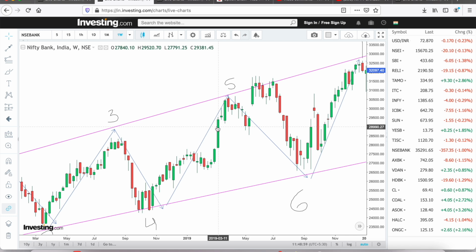So you can still hold this, because what this pattern will do, it will form another higher high, it will form a low which will be higher than the previous low. Then again, now you start naming it.